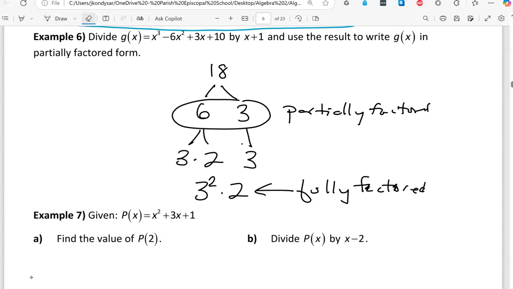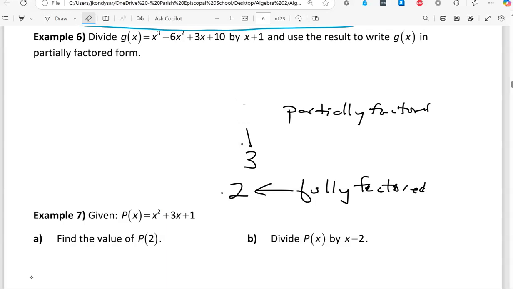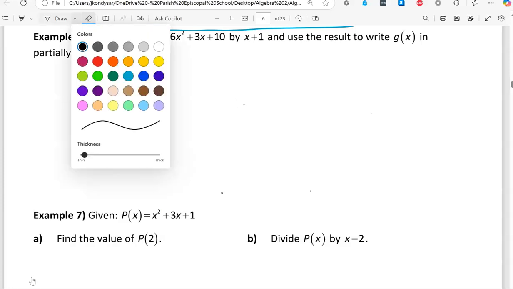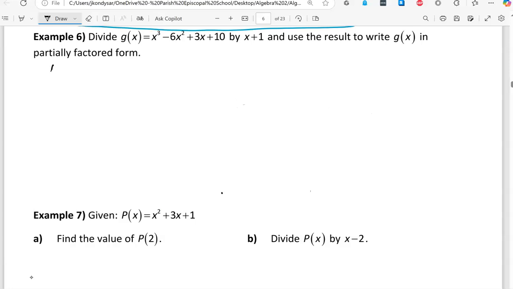And now let's relate this same idea to this problem where we're asked to divide. And factoring is something that has some parallels with division. In order to factor, we have to divide. So our job here is to divide by x plus 1, so I'm going to put the 0 of x plus 1 in the box. If x plus 1 is equal to 0, then x is negative 1. And then list the coefficients of g of x, which are 1 for the x cubed term, negative 6 for the x squared term, 3 for the x term, and 10 for the constant term.